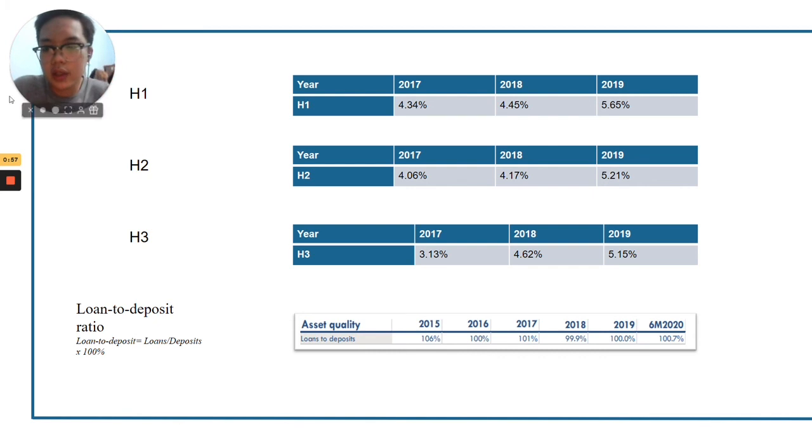And here is the loan to deposit ratio. The loan to deposit ratio is stable at around 100% from 2015 to the last 6 months of 2020.